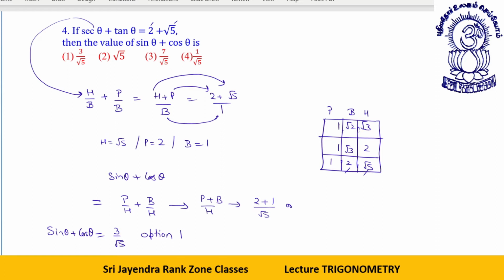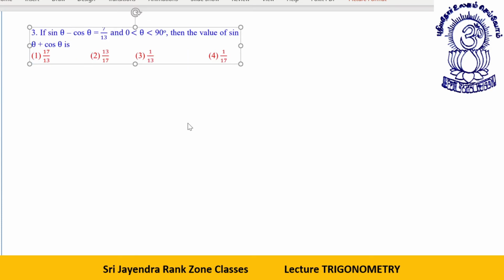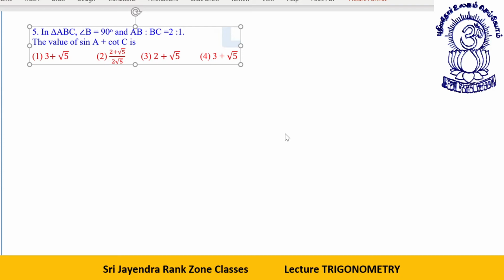Let's take the next one. The next question we have is, in triangle ABC, angle B is equal to 90. AB is to BC is 2 is to 1. Very similar to the previous question.